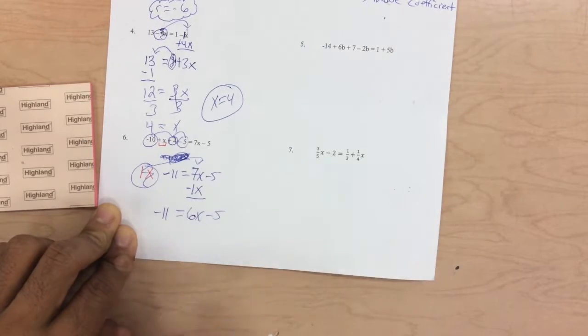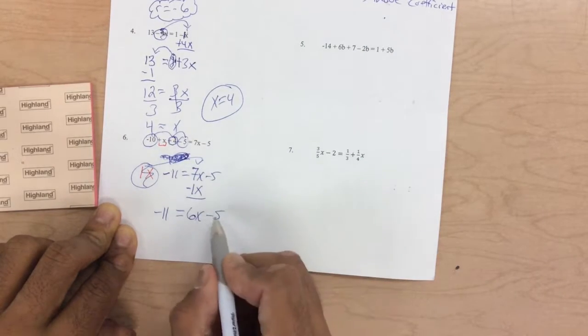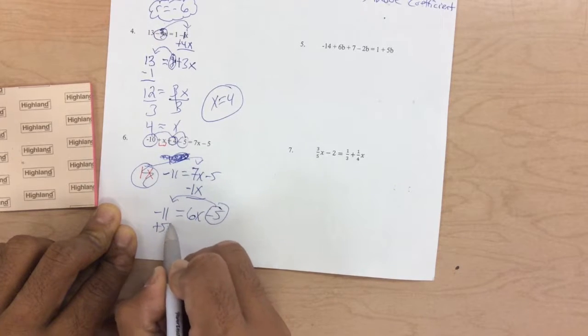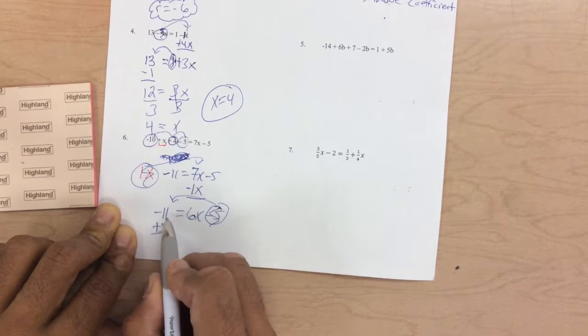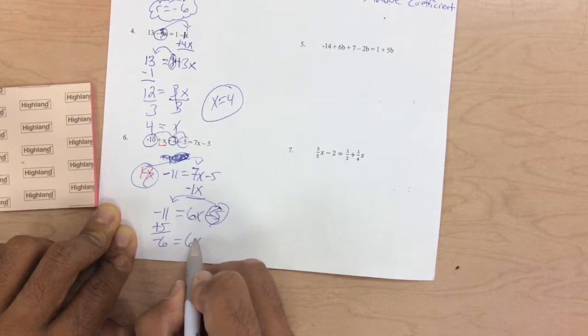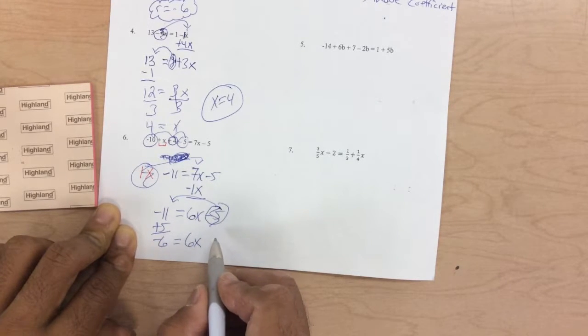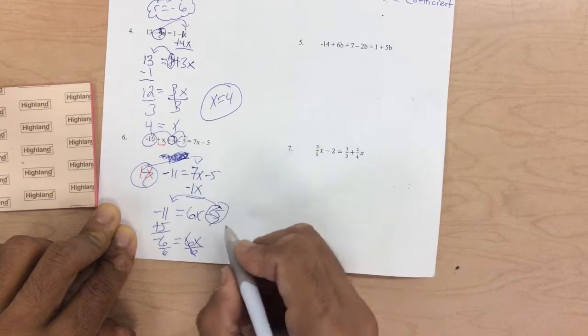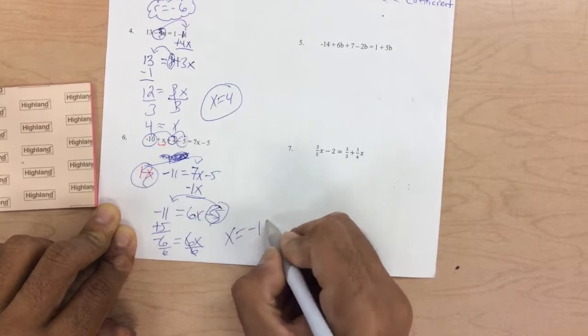Step number 5, move the constant. That constant will be the minus 5, so it gets moved over here, so that becomes a plus 5. So negative 11 plus 5 is negative 6 equals 6x. And then, of course, your last step is to divide by 6. So x equals negative 1.